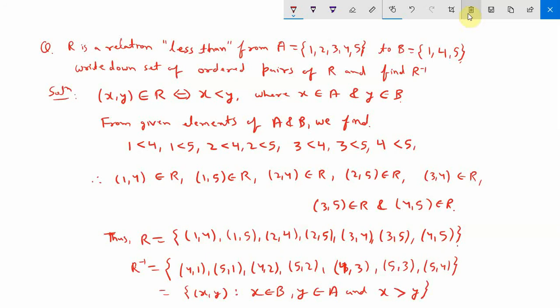So today we have discussed what is a relation. We have seen through examples. Then we have discussed different types of representation of relations. Also, we have discussed domain, range, and inverse of a relation. I hope all of you have understood this lecture.